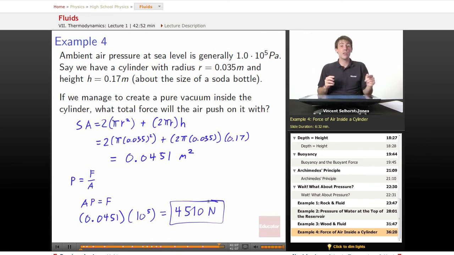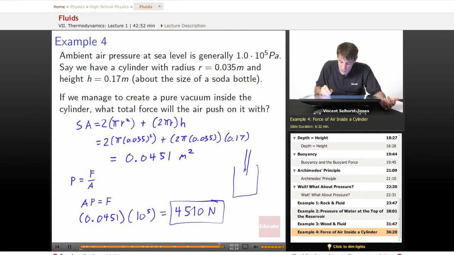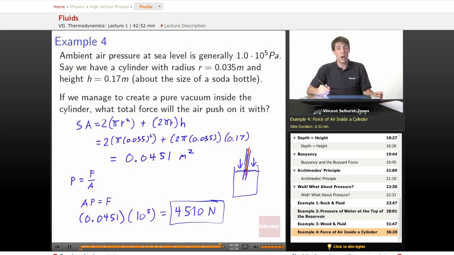And this also is the reason why straws work. If you've ever taken a straw and put it into a simplified drawing of a liquid, if you manage to suck out some of the air pressure in here, then all of the air pressure of the air is going to push on our liquid, and it's going to push that drink up our straw.